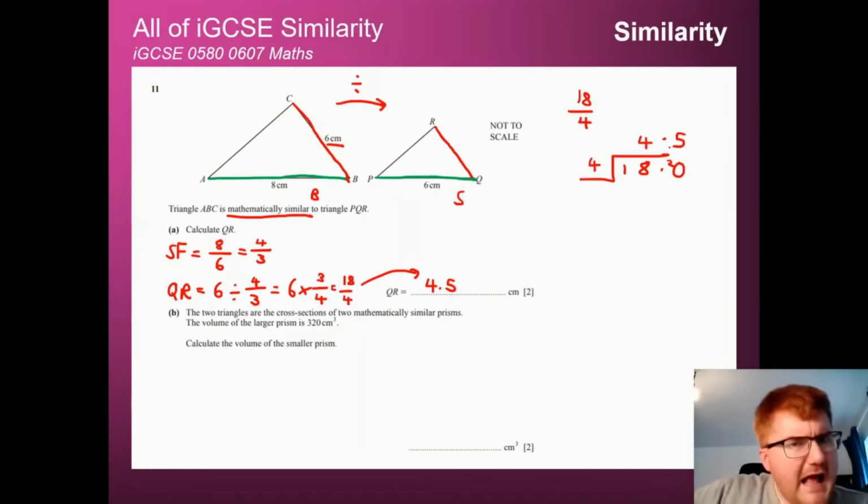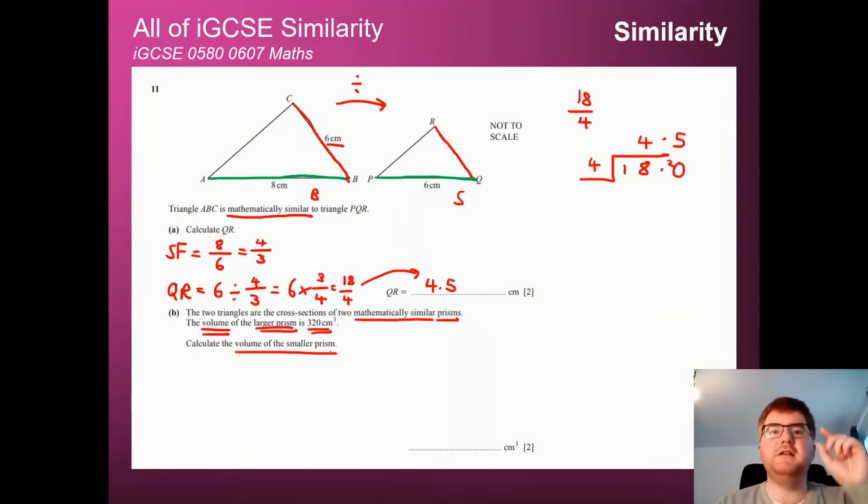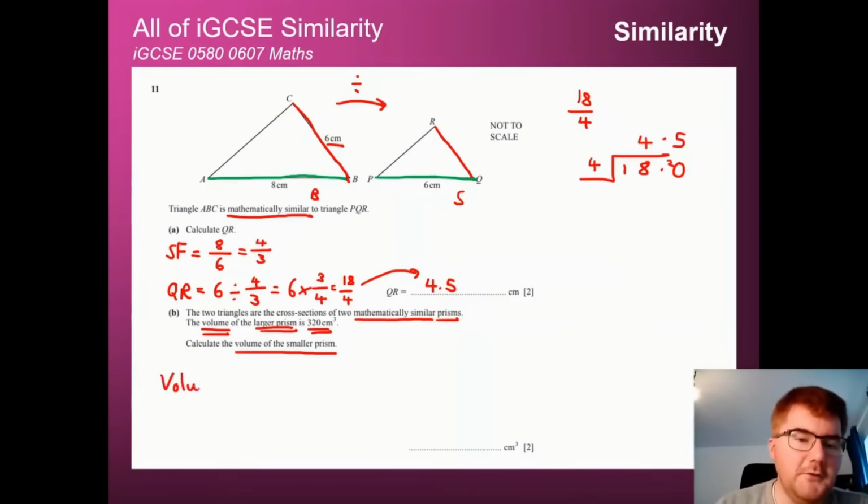And a very normal follow-up question to this is they'll do something to do with prisms here, so mathematically similar prisms. And the way I read this question is the volume, so that's really important here, of the larger prism is 320. We want the volume of the smaller prism. So as soon as I think of volume, I'm going to be thinking of volume scale factor. Now you're probably thinking, well, how do I work out volume scale factor? I just have the scale factor, 4 over 3, from the previous question.